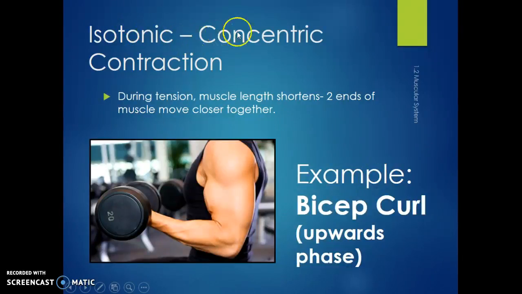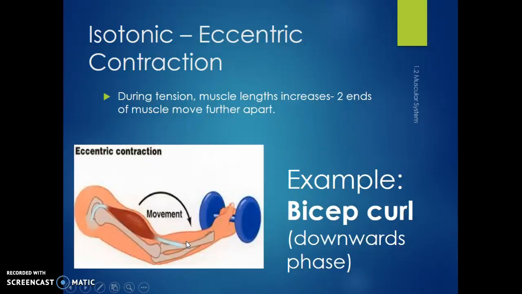So if we look specifically at a concentric contraction, this just means that when a muscle contraction takes place, the muscle length shortens, meaning the two ends of the muscle move closer together. So my example here is the upwards phase of a bicep curl. As you can see here, the biceps brachii are concentrically contracting, meaning the muscle is being pulled closer together in order to produce the upwards movement.